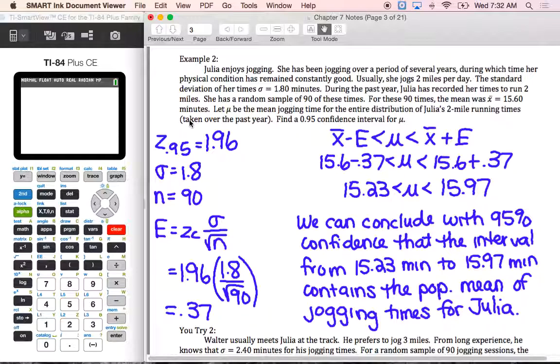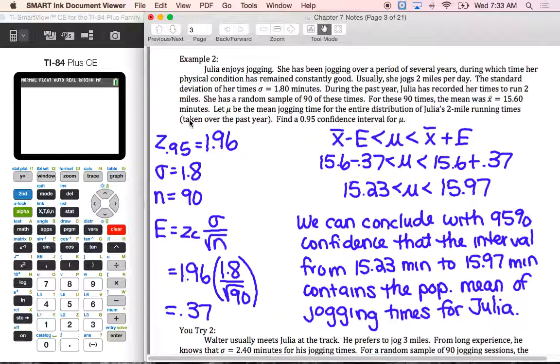So again, going through this, we have to state what percent confidence we are, because if that level of confidence changes, that means our interval is going to change. We also have to say what those two numbers mean. We're talking about minutes. I'm not talking about hours. I'm not talking about meters. I'm not talking about yards. It's minutes. And that it contains that population mean for her jogging times, because we are always using these to estimate our population mean times.